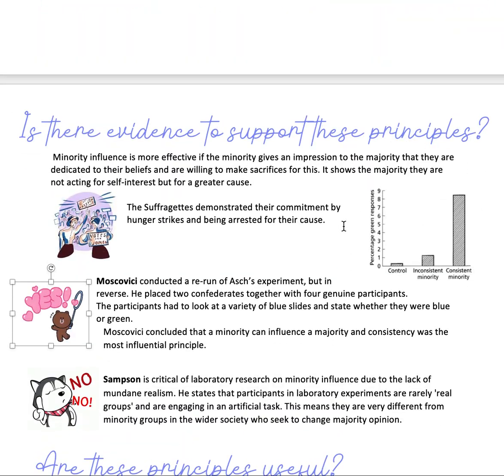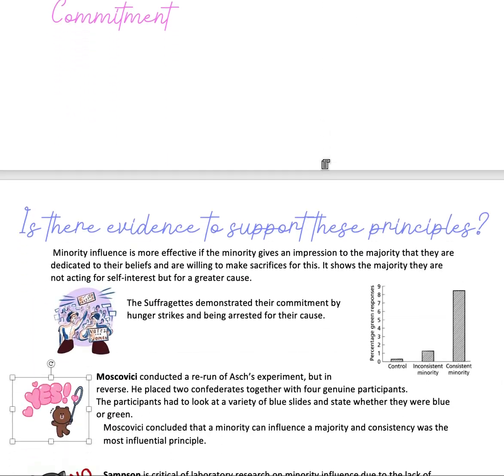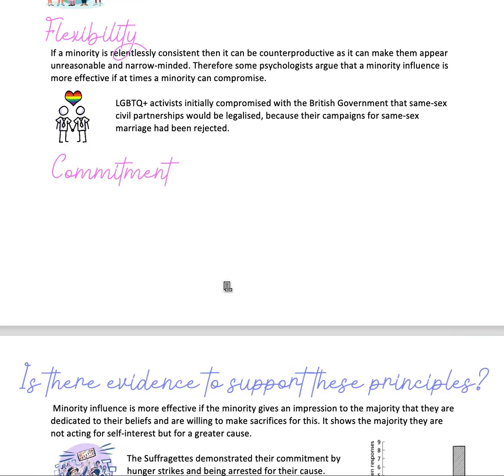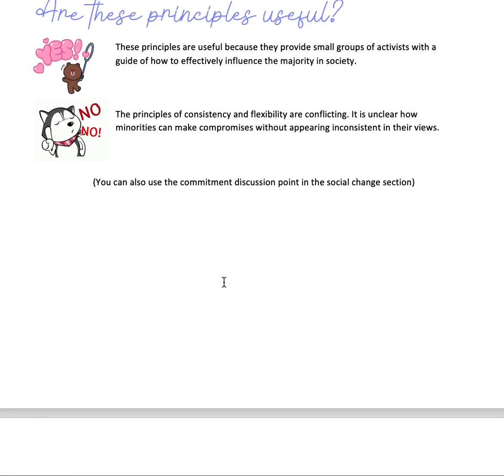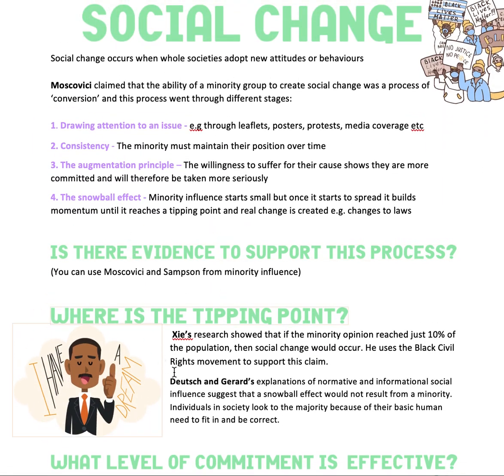So like LGBTQ plus activists, by being flexible, environmentalists by being consistent, suffragettes by being committed to their cause. So lots of different examples of groups who have gone through this process and achieved social change by doing those things. So if you don't want to use these points, there's plenty of others.